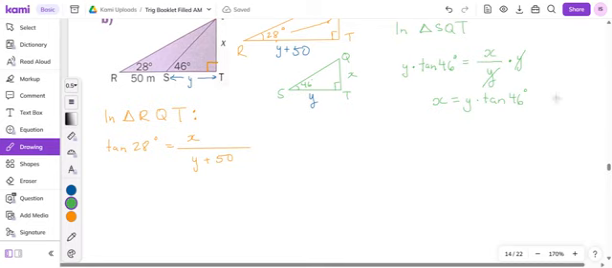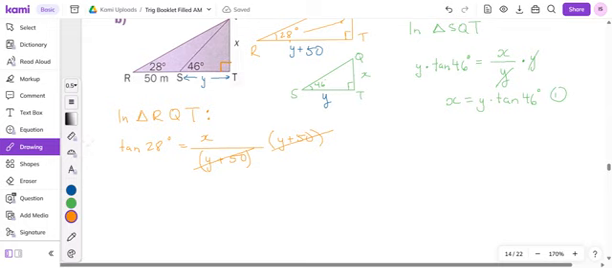Now I could substitute, I'm going to call this equation 1. I could substitute it into the orange equation, but the orange equation still looks a bit messy. So in the orange equation, I want to isolate x. So I'm going to multiply both sides by y plus 50 so that I can cancel those out. So x equals y plus 50 times tan 28 degrees.